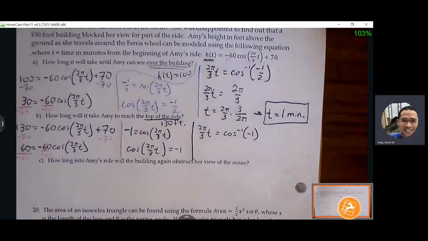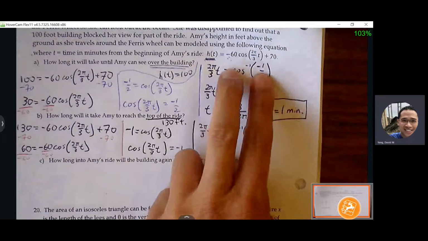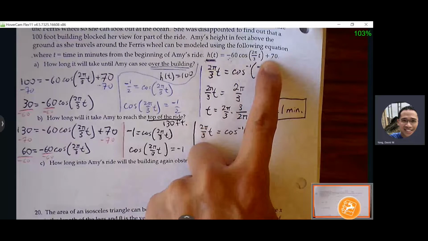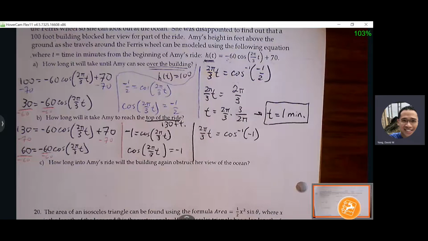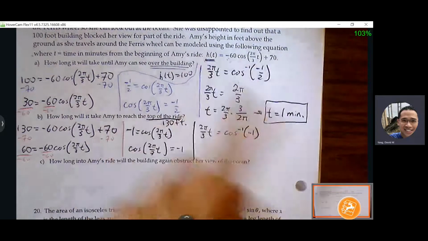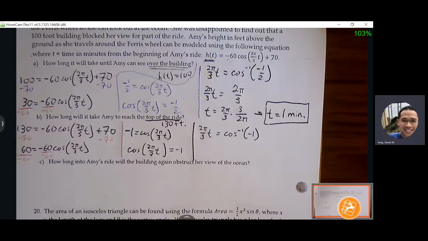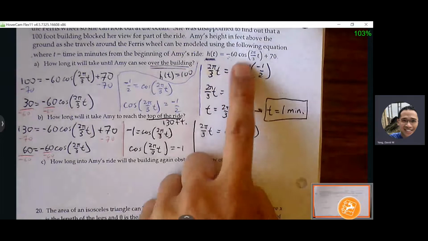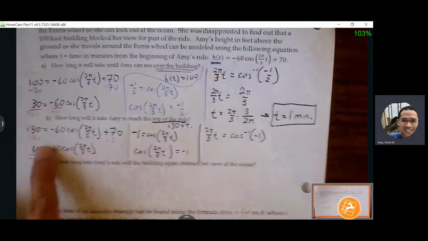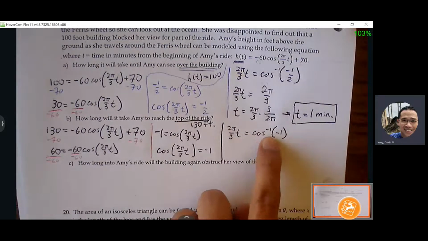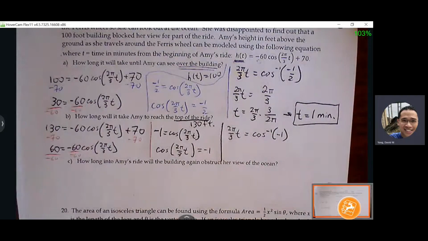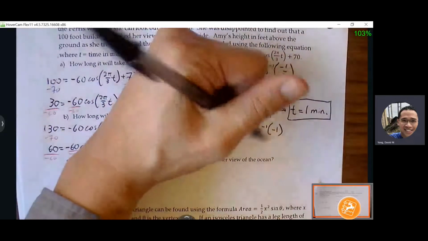Okay, 130. It comes from what we know about amplitude and our d value. So this 70 tells us that this equation has been shifted up 70 units. And then that 60 is the amplitude. So the ride is going to go 60 feet above 70 feet and 60 feet below 70 feet. So the highest it's ever going to go is going to be 130 feet. Okay. Yeah, glad you asked. Any questions here? Okay, so now we understand cosine is equal to negative 1 when theta, or when t, is equal to pi.